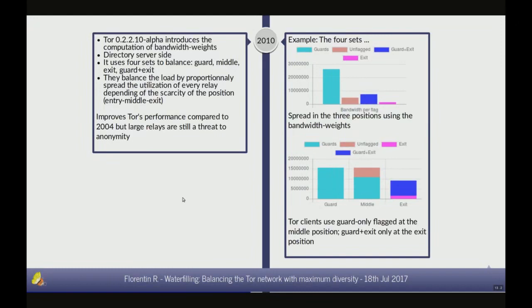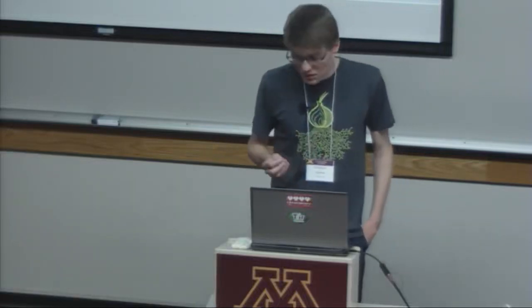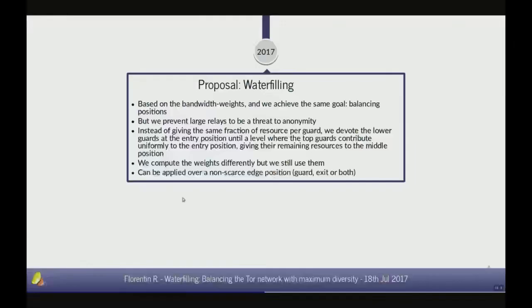So what we want to do in waterfilling is to keep this balancing condition, but we want to balance a little bit differently. If we apply waterfilling to the entry position, we want to devote the lower guards 100% of the resources to the entry position, until a level where the top guards contribute the same amount of bandwidth to the entry position, and give the remaining resource to the middle positions.